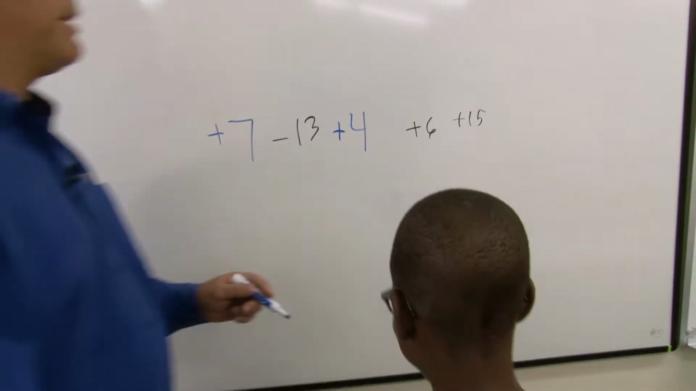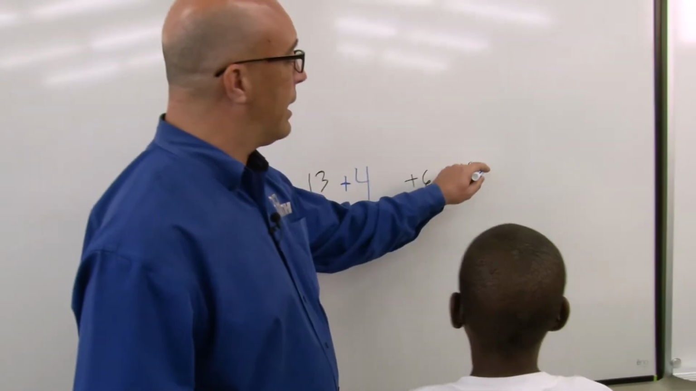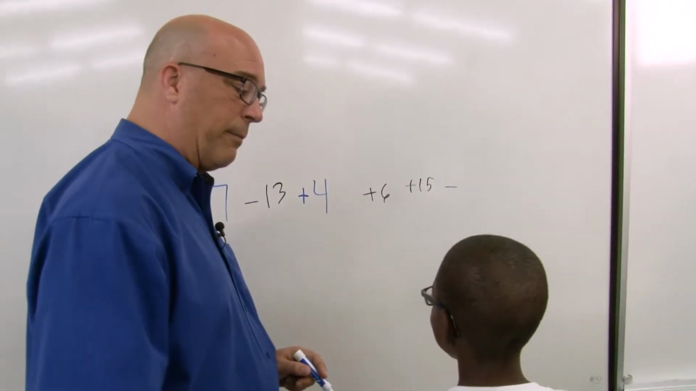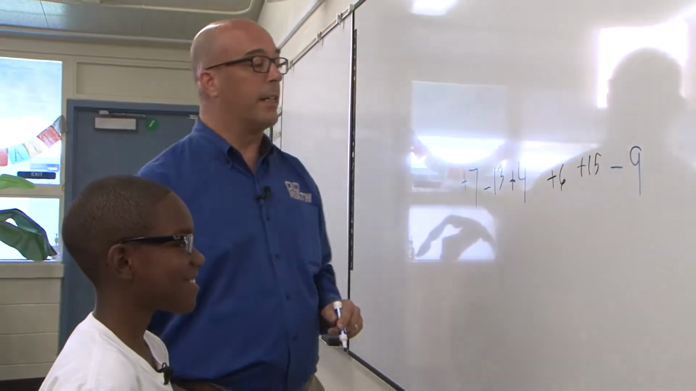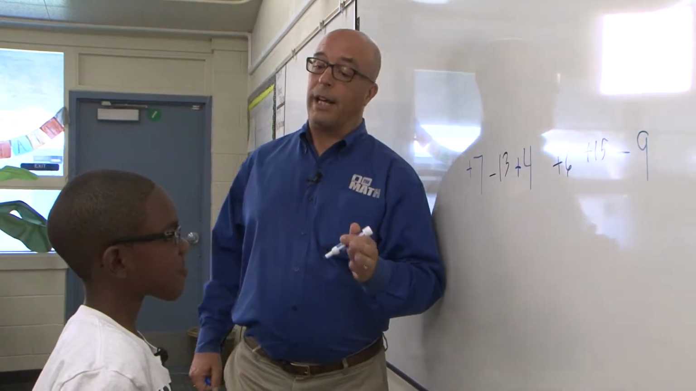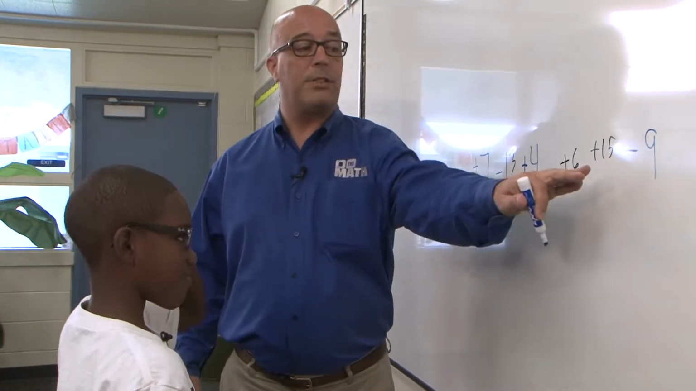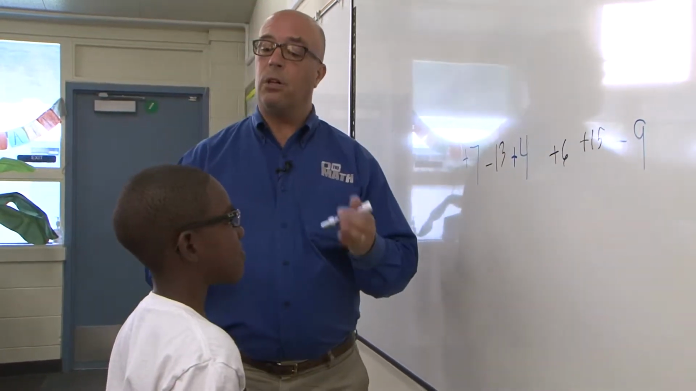Okay. And to make things interesting, I'll end this up with a negative. How old are you? 9. You're 9? Let's make it a negative 9. All right? So what we'd like to do now is we want to evaluate this. We want to see what this all equals. So how would you go about doing that?